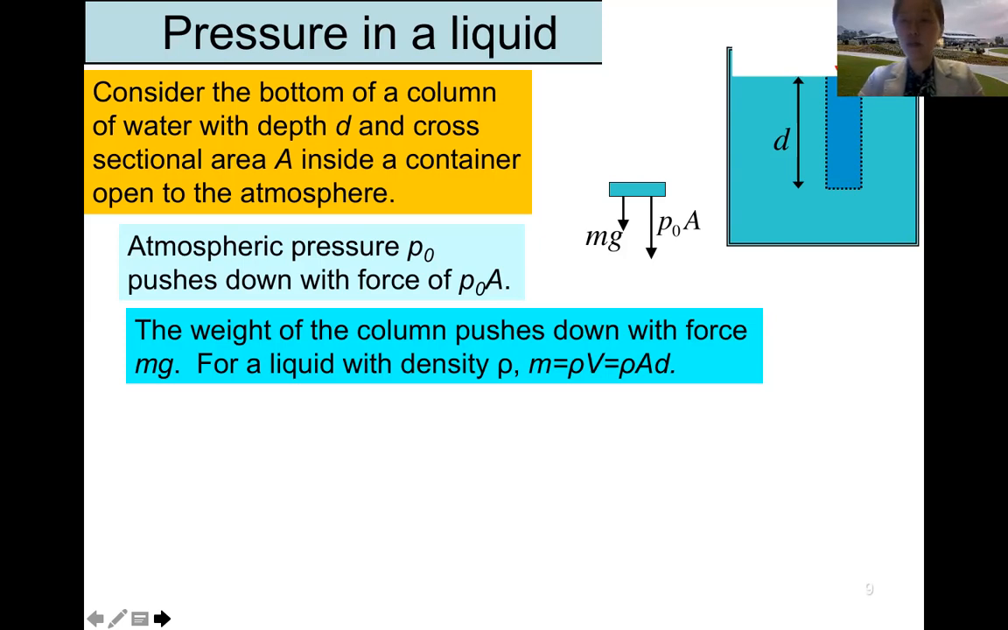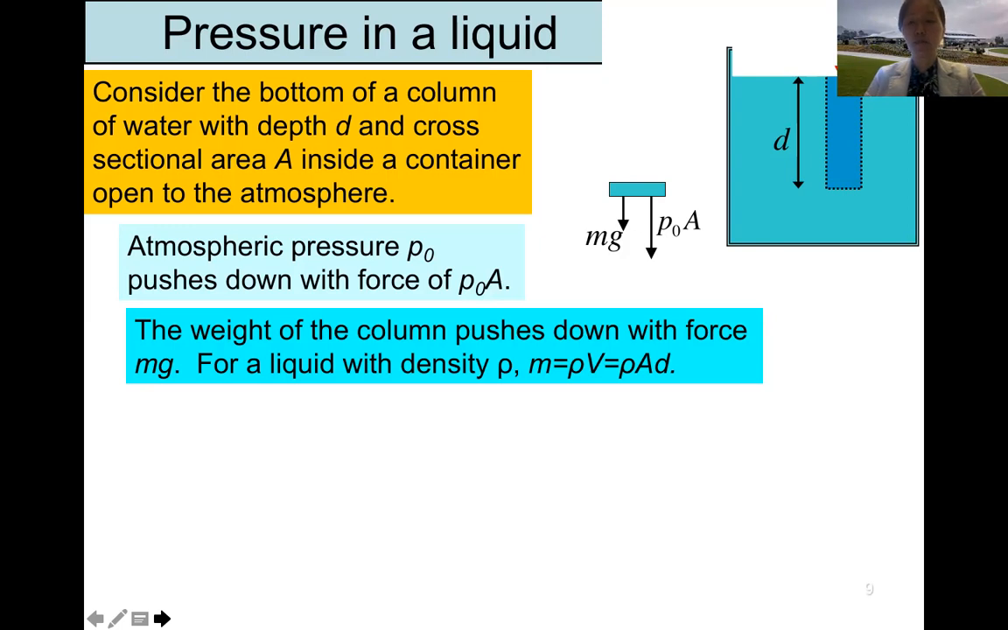But obviously our column of water is not dropping. It's at static equilibrium, so there must be a force pointing upward. Okay, now this is from our pressure underwater. If you're just on top of the water, you have only atmospheric pressure. But if you go underwater, you also get the pressure from the liquid.